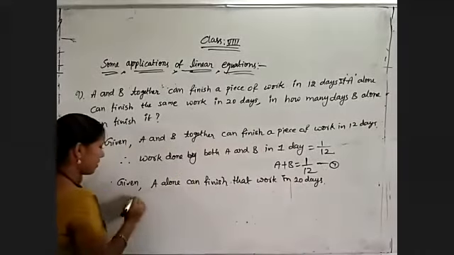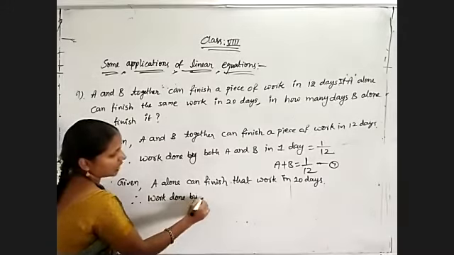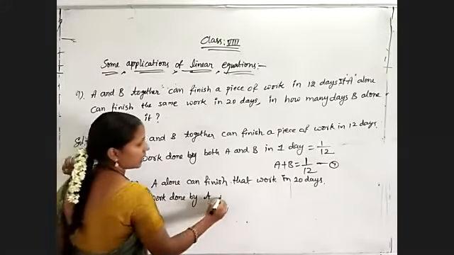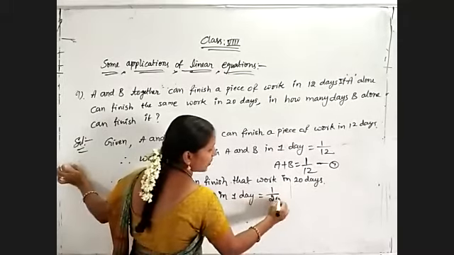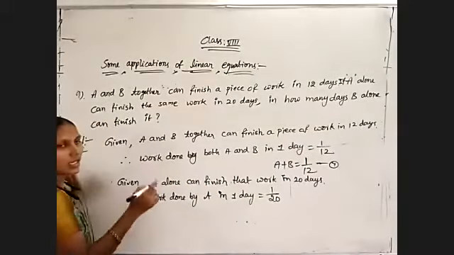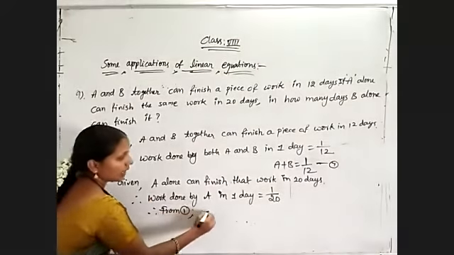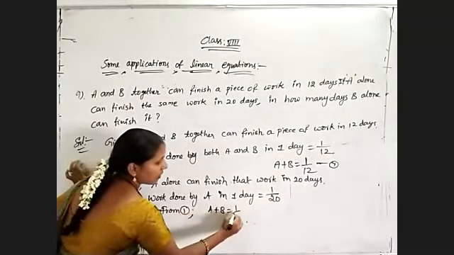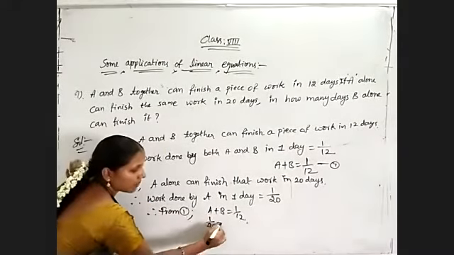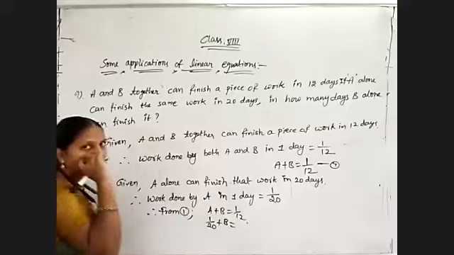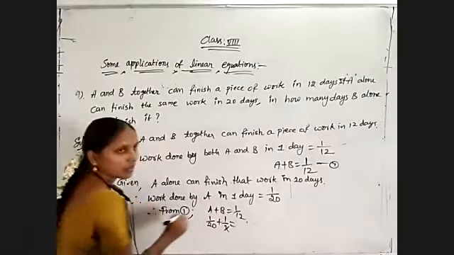Therefore, work done by A in 1 day is equal to 1 by 20. Okay, therefore, from equation 1, A plus B is equal to 1 by 12, and work done by A for 1 day is equal to 1 by 20. Plus B, as it is, I am writing. So work done by B, take 1 by X.